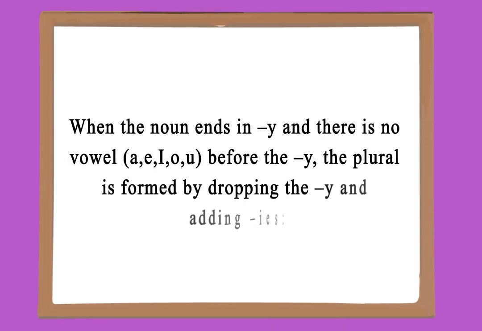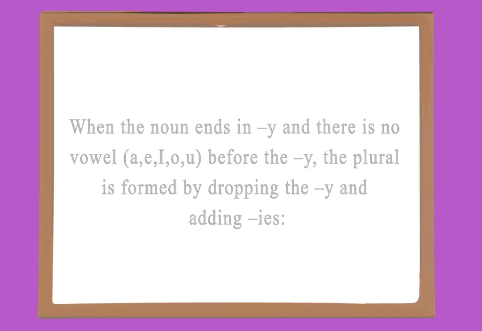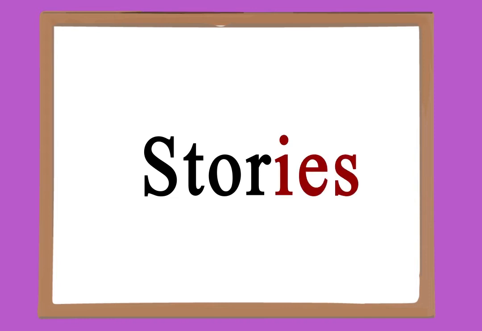When the noun ends in y, and there is no vowel a, e, i, o, u before the y, the plural is formed by dropping the y and adding ies. Story, stories.